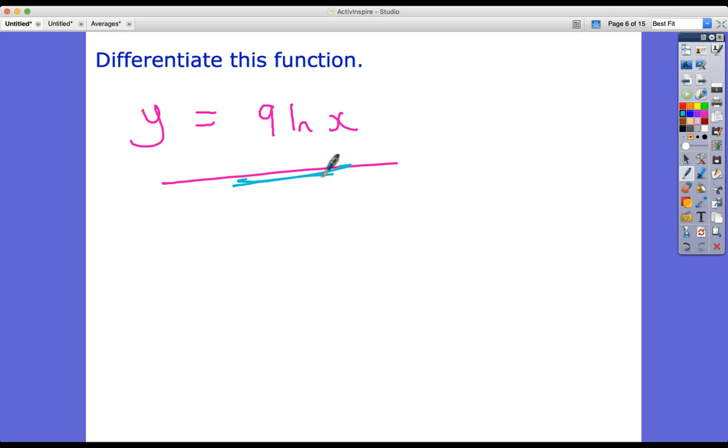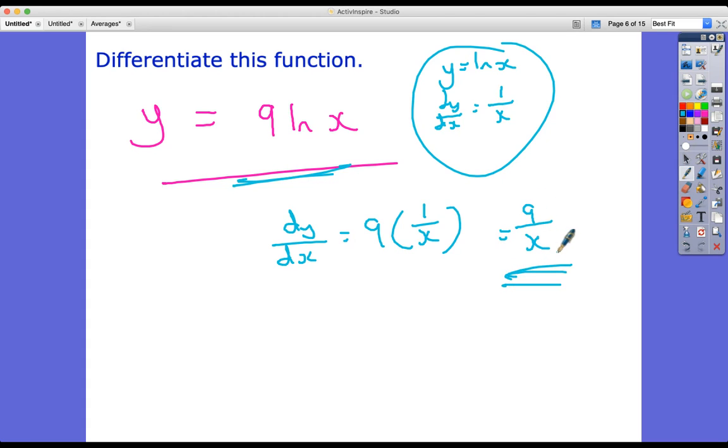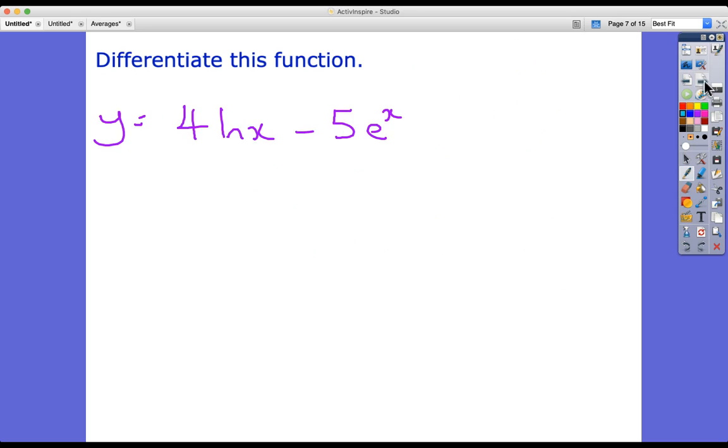Okay, next one. Now this is a really easy one because again we know that if y is ln x, then dy by dx is 1 over x. That's the result we've learned today. So if we've got this one, actually this is very straightforward. What we get is 9 times 1 over x, or 9 over x. Really nice example there.